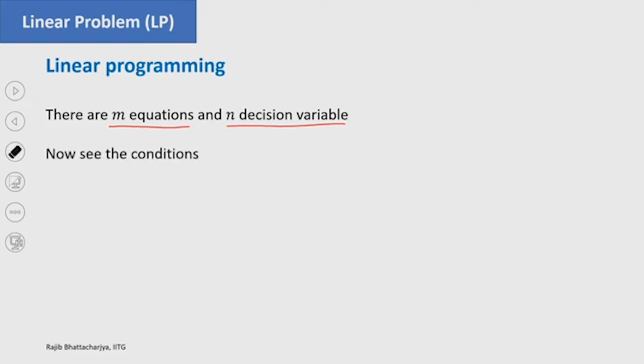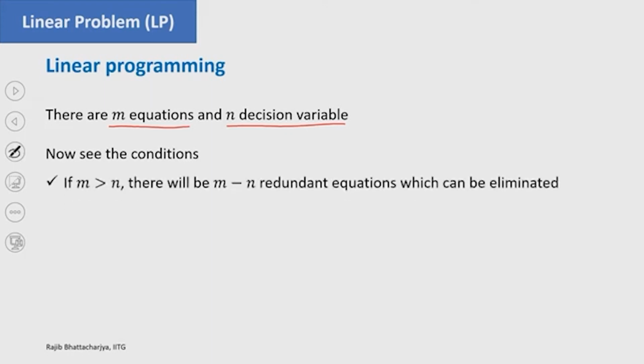Now, see the conditions. The first condition is that m is greater than n. What does it mean? There are m minus n redundant equations which can be eliminated. In this case, the number of equations is more than the number of decision variables, so we will have m minus n redundant equations which can be eliminated. So this is the first condition.